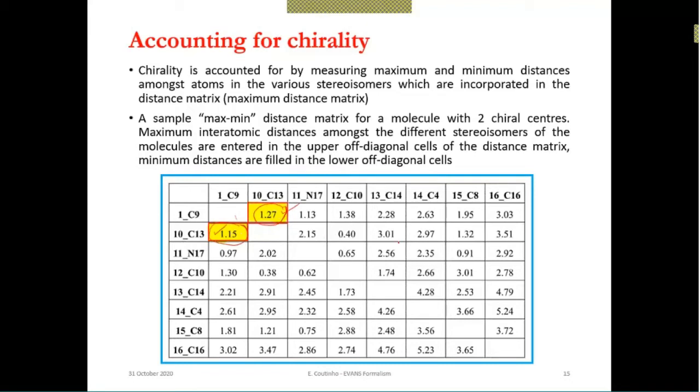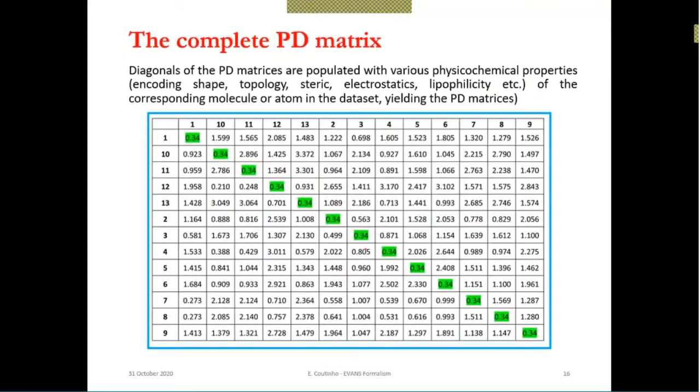Look at these numbers. They are all different because they are considering chirality. After you have filled in the off-diagonal elements with the distances, you populate the diagonal with a particular physicochemical property. That will be the same number; for example, if it's the log P of the molecule, you'll have the same number running along the diagonal. So this PD matrix has distance information as well as physicochemical properties. There's a rich amount of information inside this matrix.